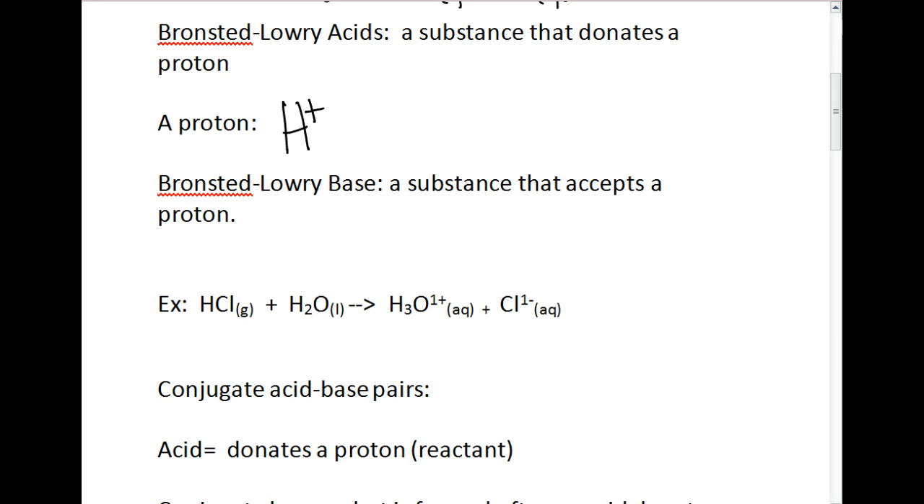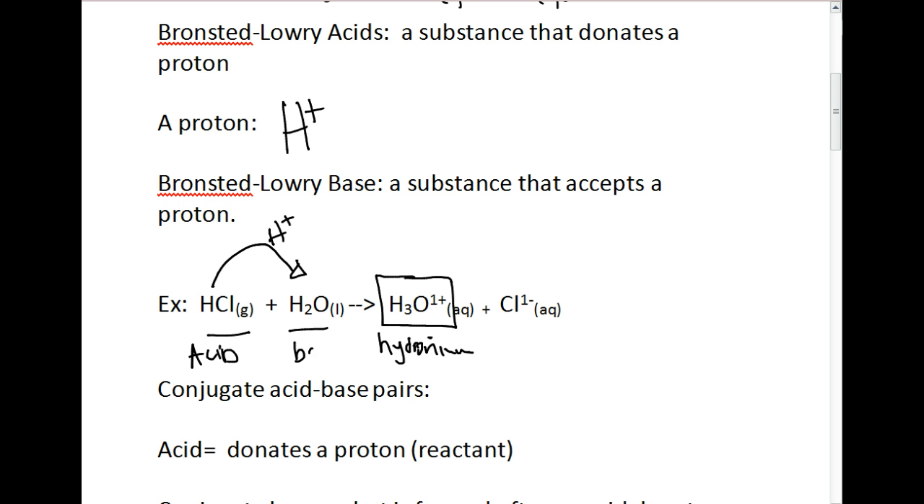And here's an example, and we're going to look more closely at this example. So if we look at the reactants HCl and water, what happens is when HCl is dissolved in water, the HCl will actually donate a hydrogen ion to the water. Once it donates the hydrogen ion to the water, what we get is what we call the hydronium ion, H3O+. And we also get a chloride ion, which is what's left over. So we would say that the HCl acts as an acid and the water is acting as a base in this case.